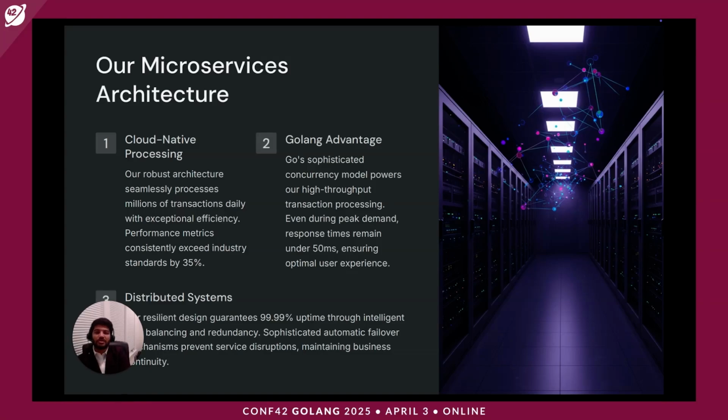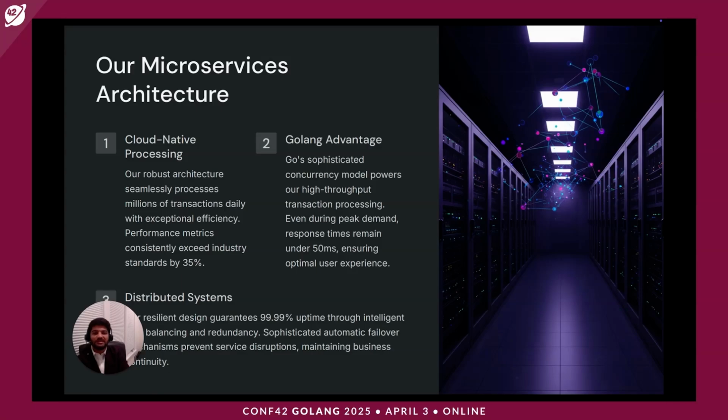Cloud native process. By distributing transaction processing, we prevent service overloads and exceed industry standards by 35%. By using Go, which is built for speed and concurrency, while traditional languages like Java or Python struggle with high load processing, goroutines enable us to handle thousands of requests per second with minimal latency.